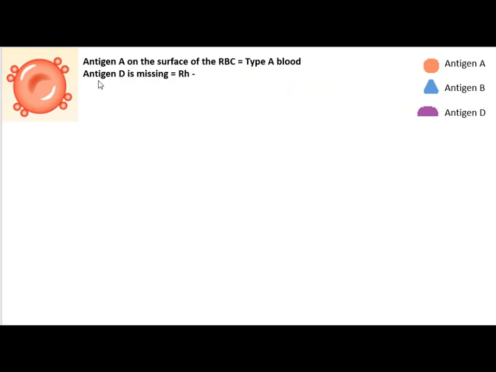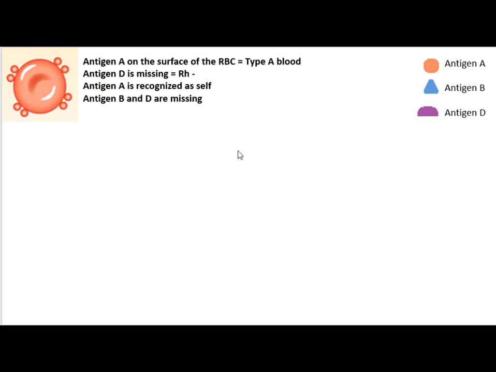Now, do you see any antigen D? I don't see any of this on the surface of this red blood cell. So what am I going to determine? That there is no antigen D. So my conclusion is that this blood type is Rh minus.